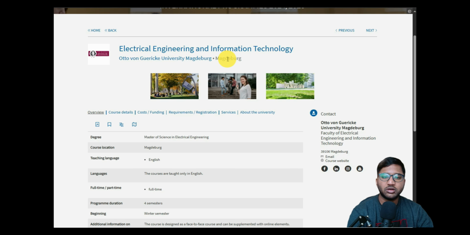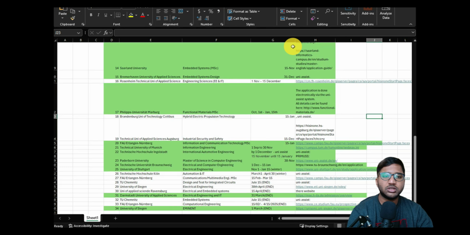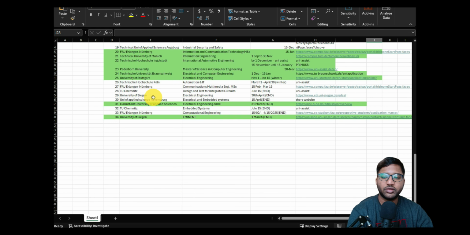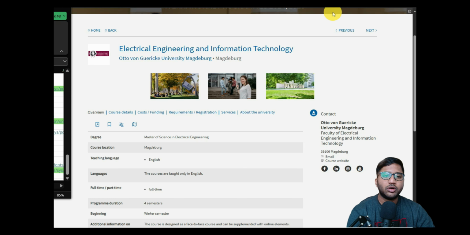I'll also take some time to put this information in our Excel sheet. So this is the Excel sheet that we're going to keep adding to. Here, as the 35th university, we will also have the University of Magdeburg course, which is electrical engineering.